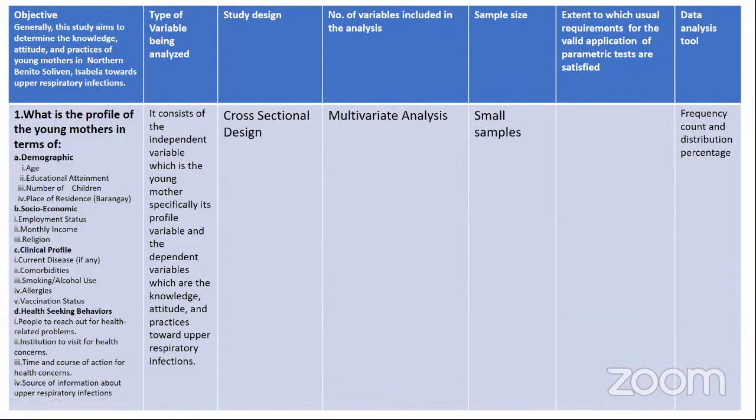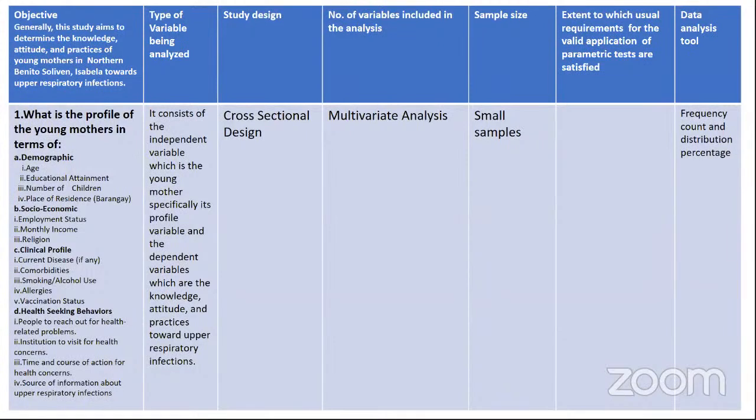So generally, this study aims to determine the knowledge, attitude, and practices of young mothers in Northern Benito Soliven, Isabela towards upper respiratory infection. Specifically, the objectives are: what is the profile of the young mothers in terms of the demographic, socioeconomic, clinical, and health-seeking behavior. Under demographic, we have the age, educational attainment, number of children, and places of residence. Under socioeconomic, we have the employment status, the monthly income, and the religion. Under clinical profile is the current disease, if any, comorbidities, smoking and alcohol use, allergies, and vaccination status.